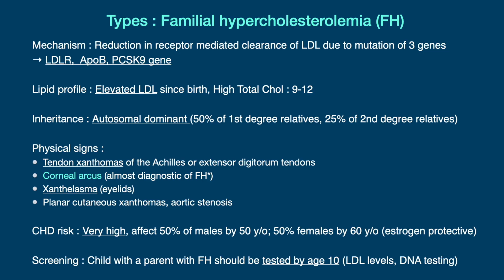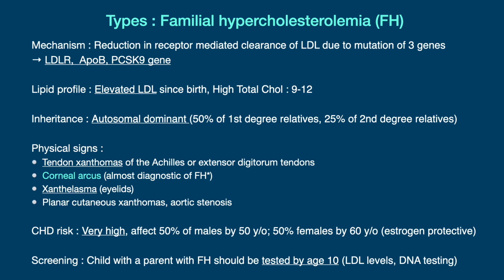Clinical signs include tendon xanthomas of the Achilles or extensor digitorum tendons, corneal arcus, xanthelasma, planar cutaneous xanthomas, and aortic stenosis. The cardiovascular risk associated with this condition is very high. It affects 50% of males by the time they are 50 years old and 50% of females by the time they are 60. Children with a parent with familial hypercholesterolemia should get screened by the age of 10.